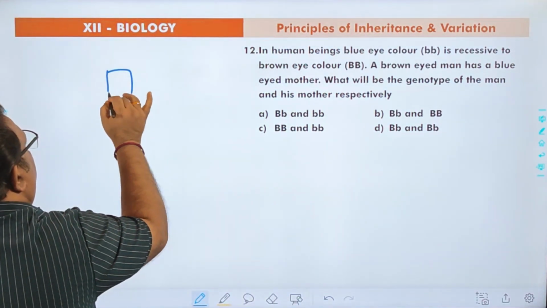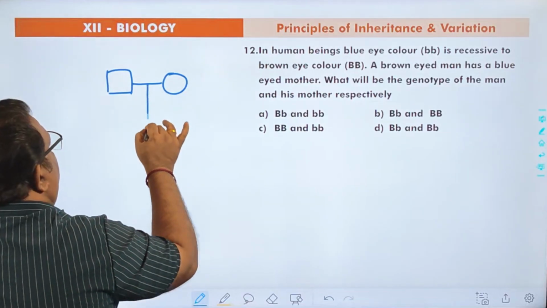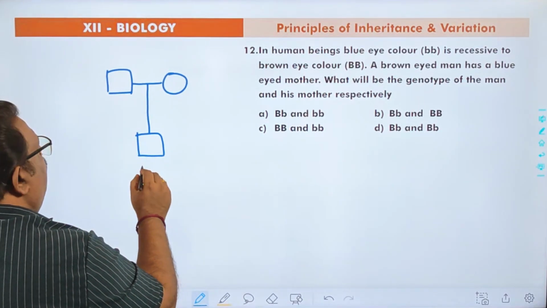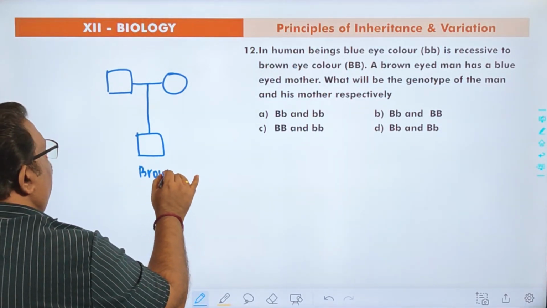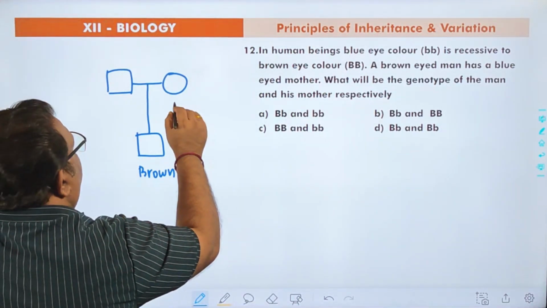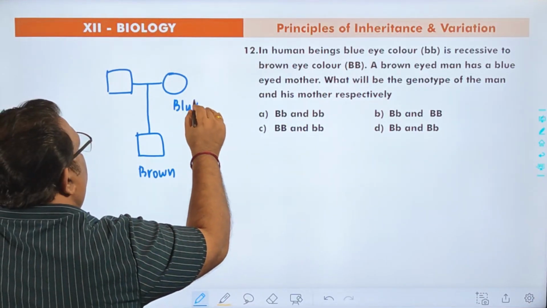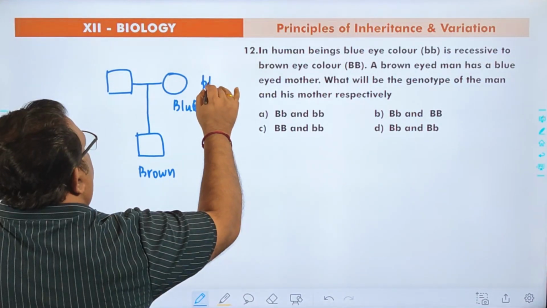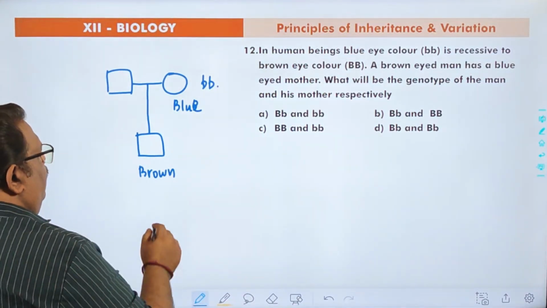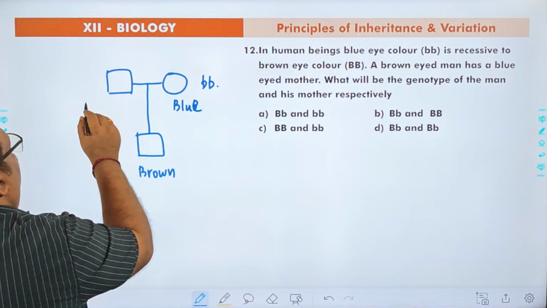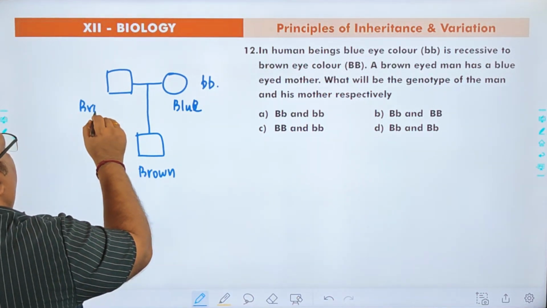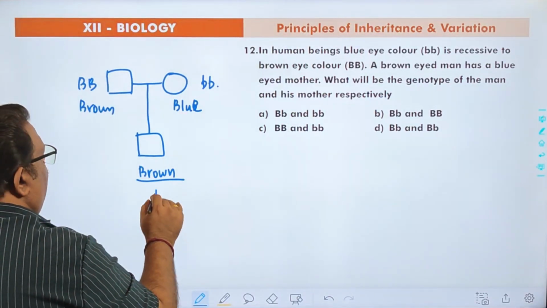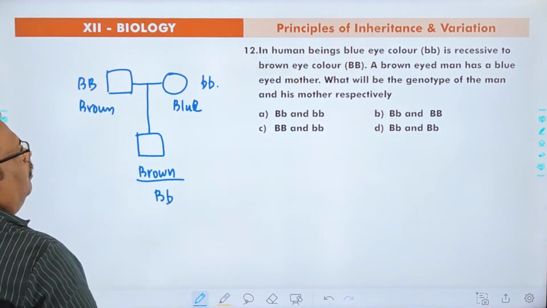So this is father and this is mother, son, isn't it? The son is having brown eyes. Mother is having blue eyes. So what is the genotype of the mother? The genotype will be small b, small b. And here brown eyes. Father is brown, maybe capital B, capital B. Here brown, capital B, small b, because small b is coming from mother.